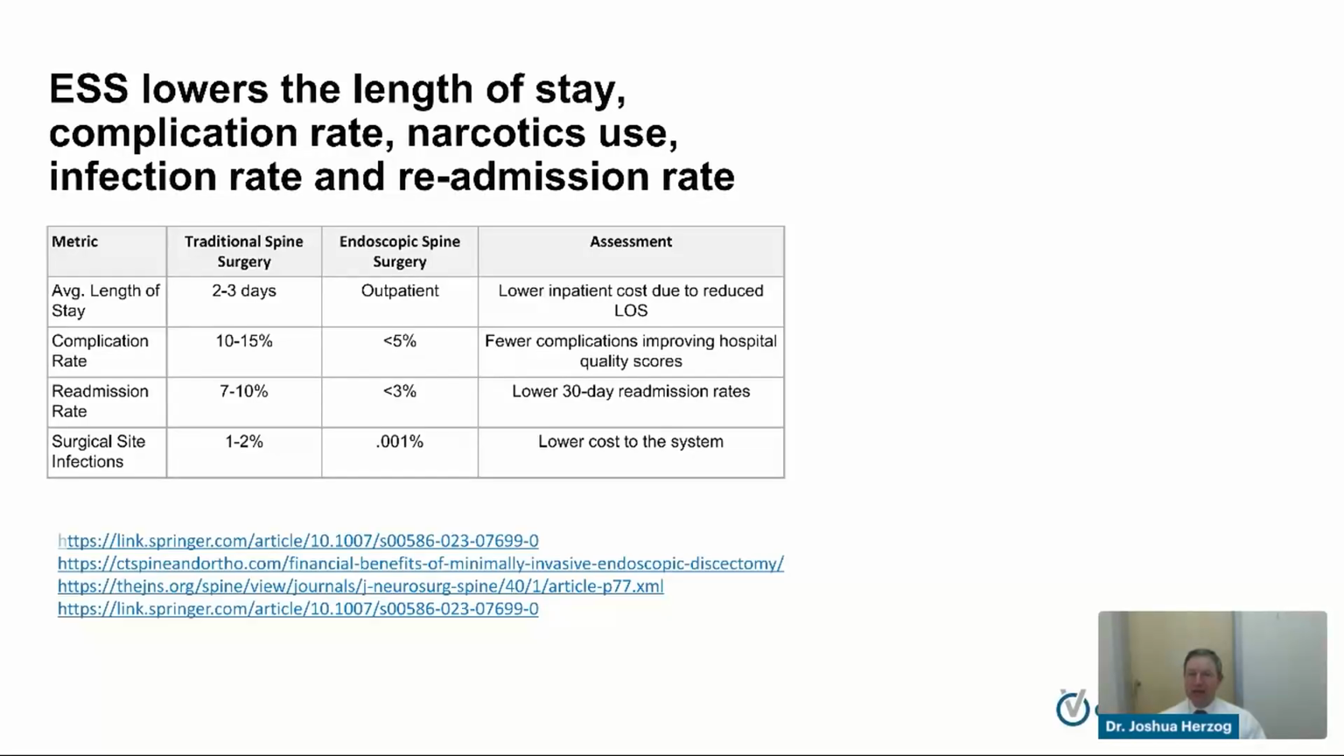Because of that, patients tend to go home quicker. They tend to get up and move quicker. They tend to use less narcotics. The complication rate, specifically the infection rate, is very low for endoscopic versus traditional. The readmission rate is less, again because of the lesser amount of trauma that tends to be present with the small scope going down into the spinal canal or the region. And then the infections, of course, are lower.